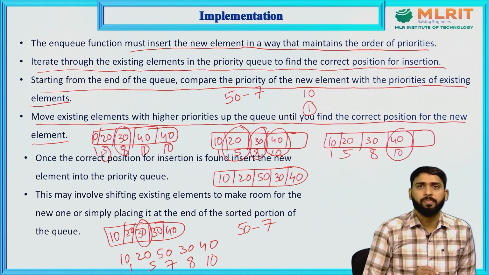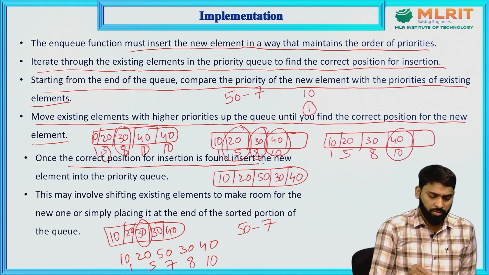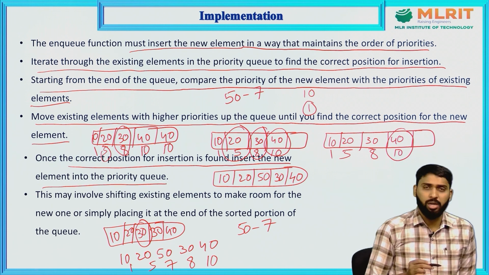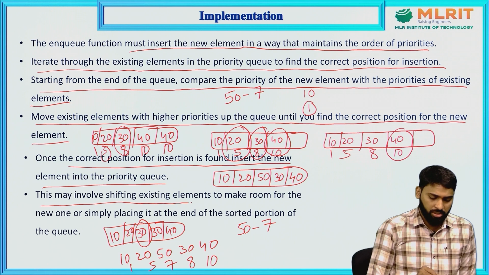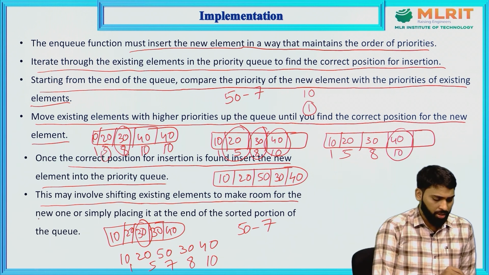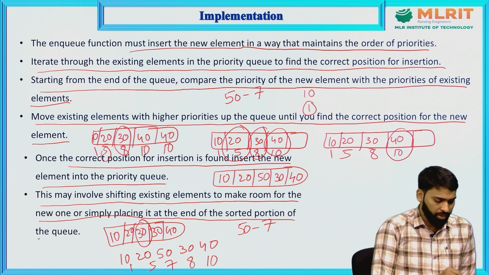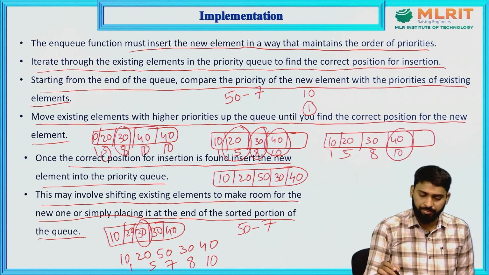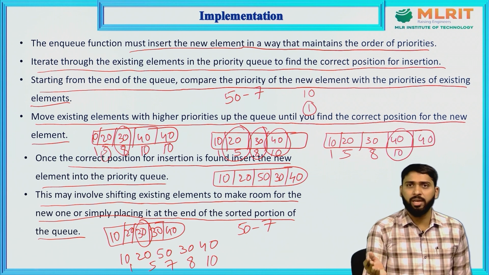That's it. Okay. So once the correct position for the insertion is found, insert the new element into the priority queue. This may involve shifting existing elements to make room for the new one, or simply placing it at the end of the sorted portion of the queue. Here 40 has the lowest priority compared to 50, so we are going to shift this 40 to the next location.